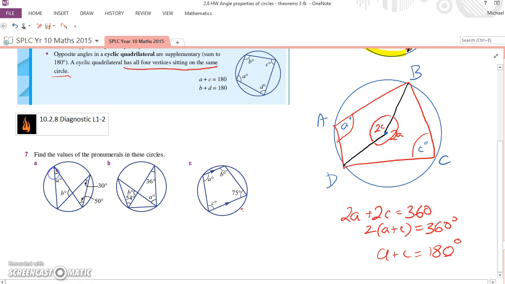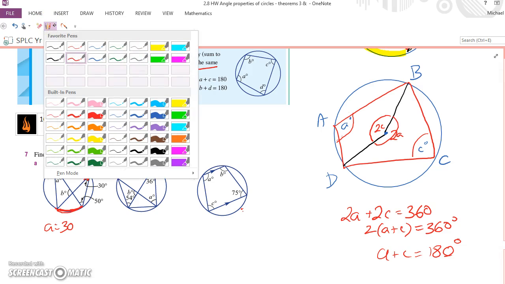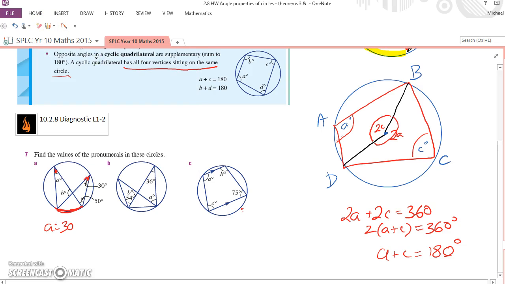Well, that angle there, A, is subtended from this arc. So the equivalent angle at the circumference is 30. So, very simply, A equals 30. Now I don't need to worry about the degrees because it was A degrees equals 30 degrees. So A is equal to the number 30.